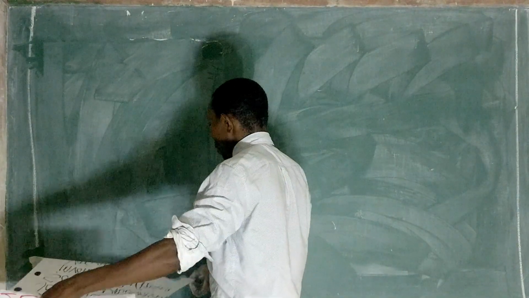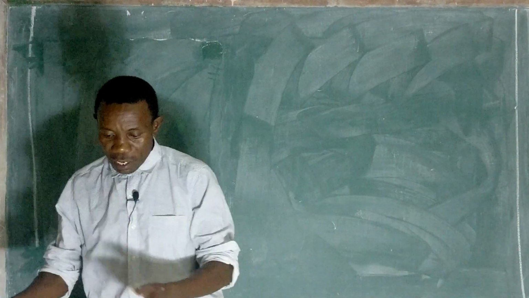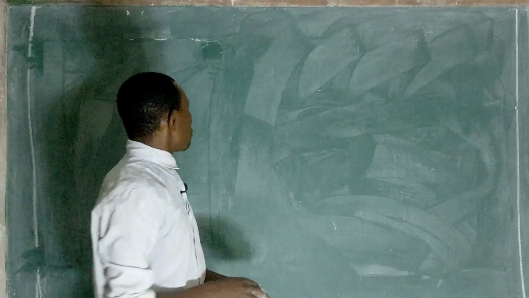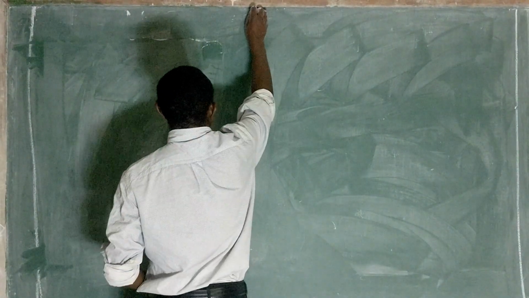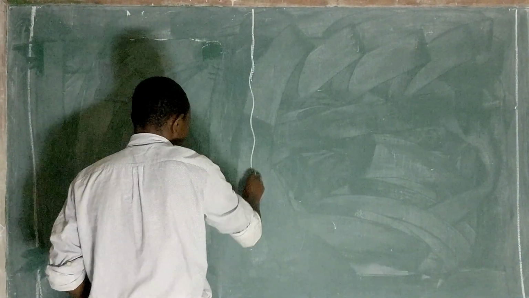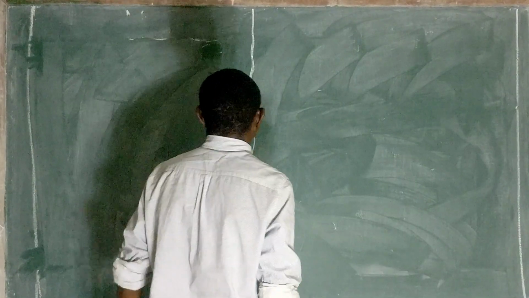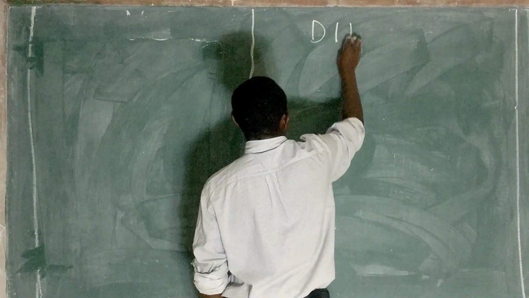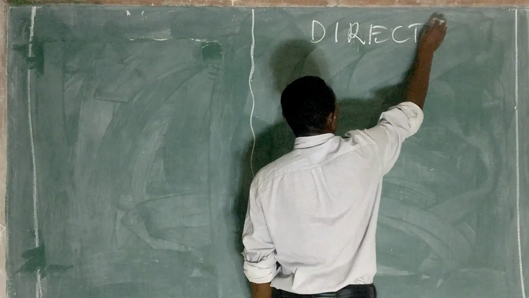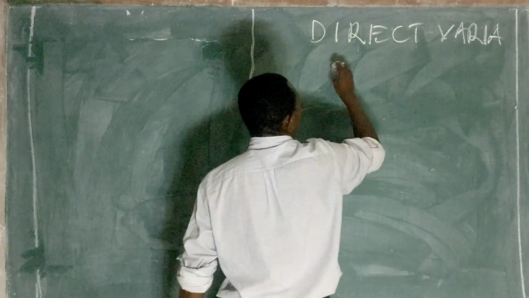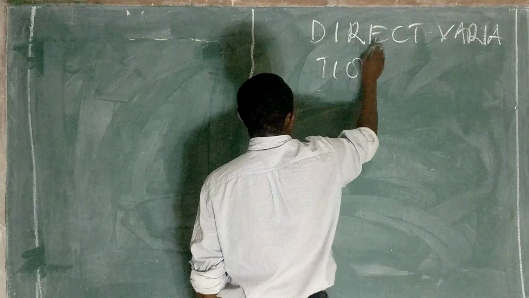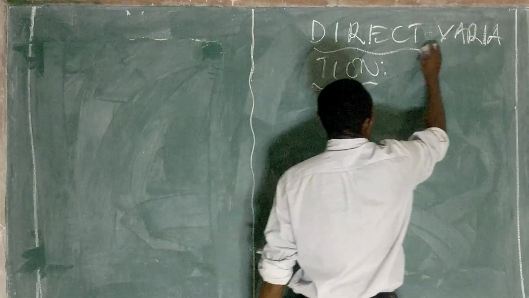Right. Remember, this is not only mathematics. The knowledge can also be applied in other areas, like physics, chemistry, and sometimes in biology. Right. One, that's the direct variation.